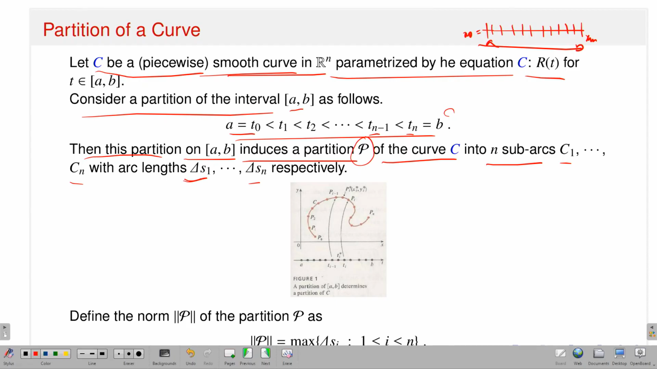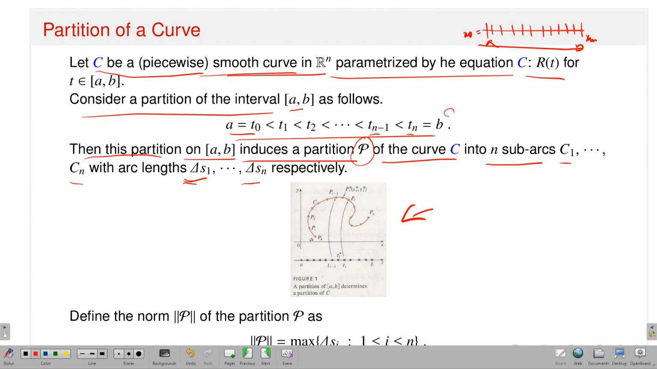So that will give a partition. The partitions of my interval AB induce a partition in my curve C. Pictorially I have explained this, and once I have the partition of my curve into finitely many sub arcs, say C1, C2, up to Cn, there will be corresponding arc lengths, which I denote as delta S1, delta S2, up to delta Sn respectively.